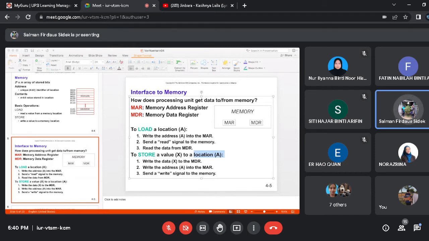Okay, settle. So that is the process of load and store in the memory.